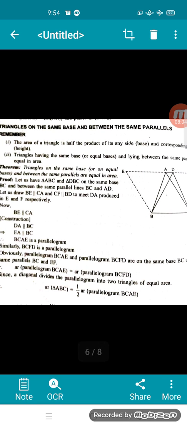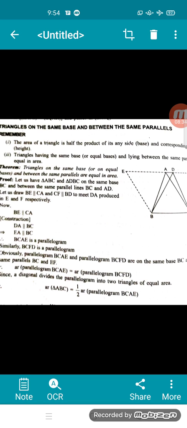Now we go to the next point. Points you have to remember: triangles on the same base and between the same parallels. First, area of a triangle is half the product of any side, that is base, and the corresponding altitude. Triangles having the same base and lying between the same parallels are equal in area. Theorem: triangles on the same base and between the same parallels are equal in area.